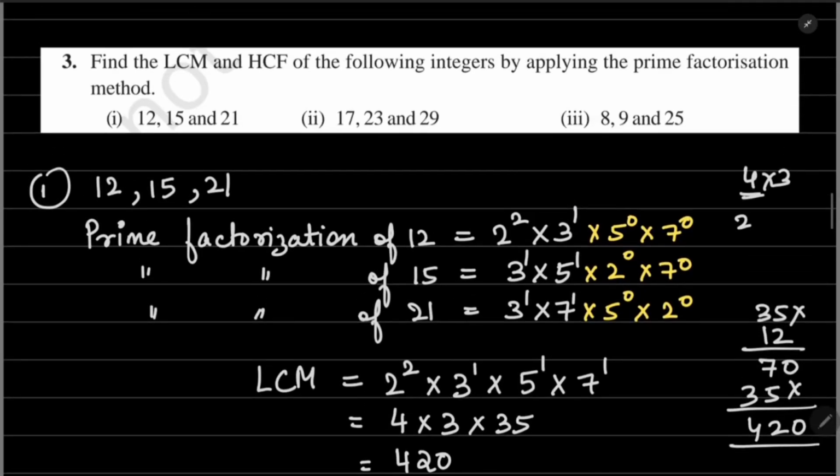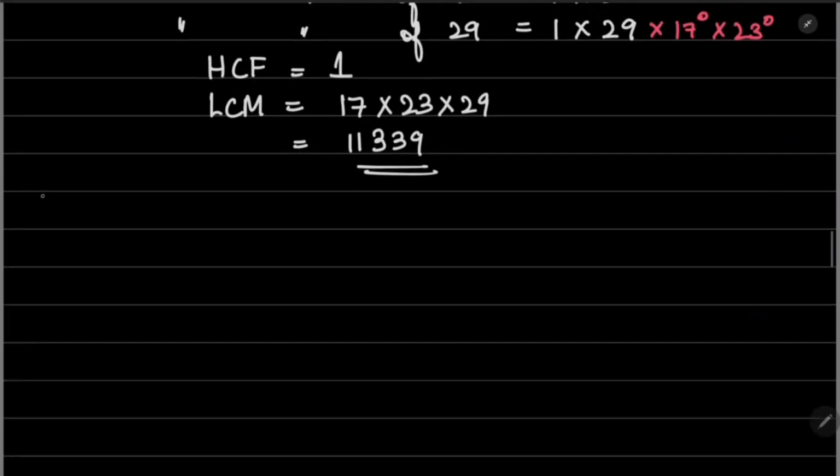Let's move on to the third question: 8, 9 and 25. Again, very easy.